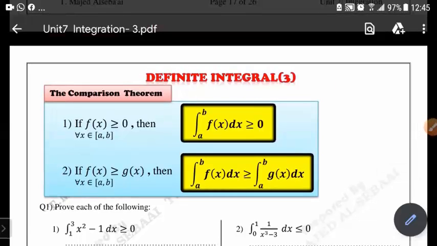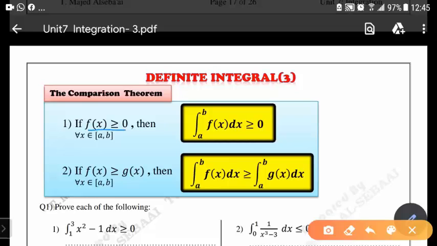We will complete definite integrals, and we will talk about the comparison theorem. The theorem says, number one, if f of x is more than 0, that means the integration of f will be more than 0. I think it makes sense. It's logical.